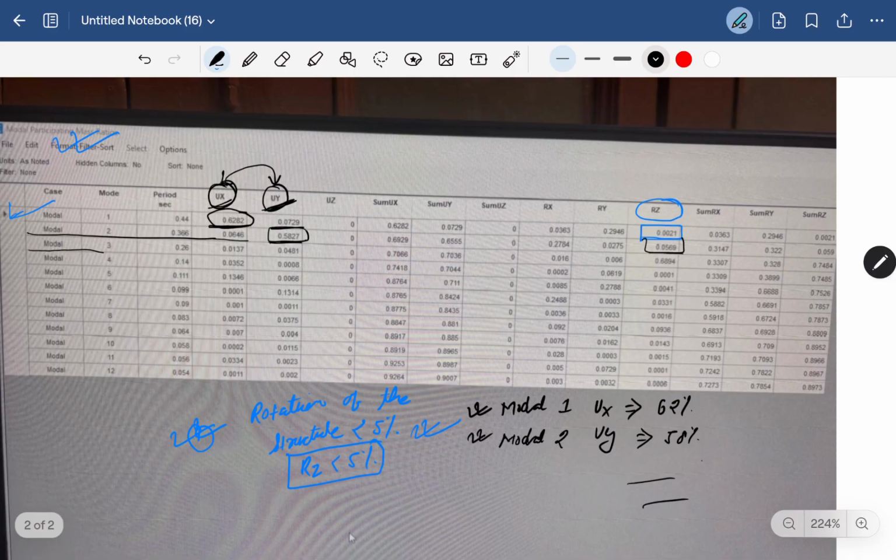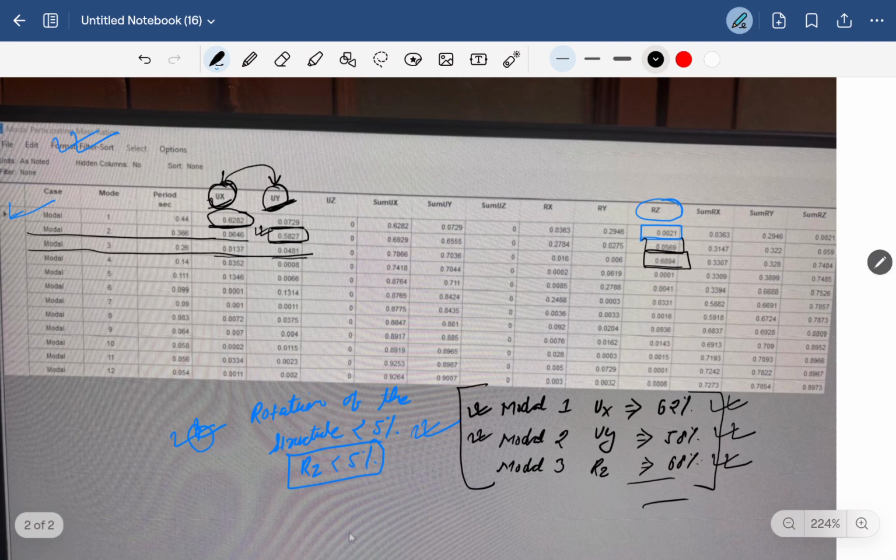Now in model 3, if in model 1 ux value is predominant and model 2 uy value is predominant, then in model 3 rz value should be predominant. So what is the value of ux in model 3? That is 1%, here 4%, and rz value is 68%. So in model 3 rz value is 68%, means it is safe. In model 1 ux value predominant, model 2 uy value predominant, and model 3 rz value is predominant. I hope you got it until this.